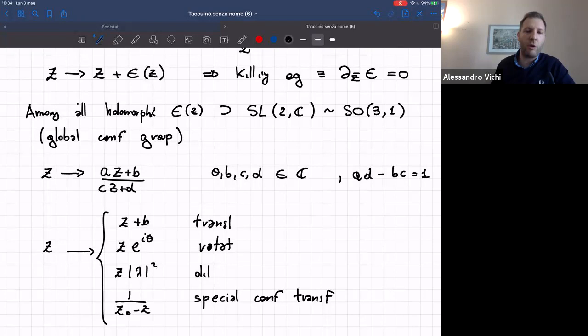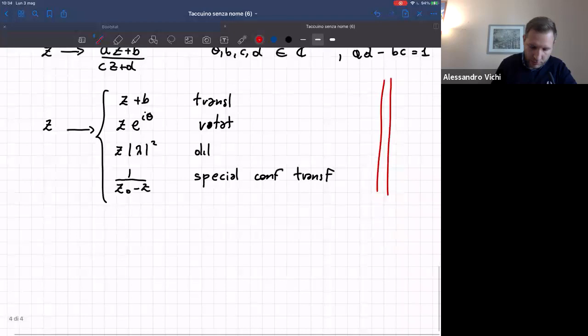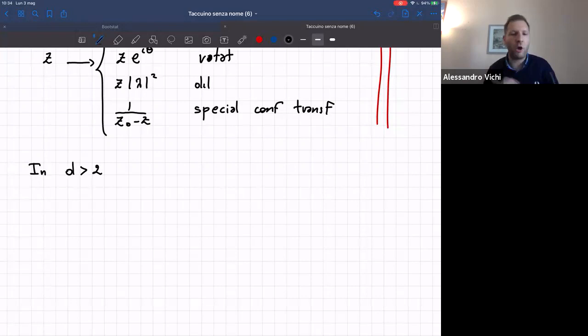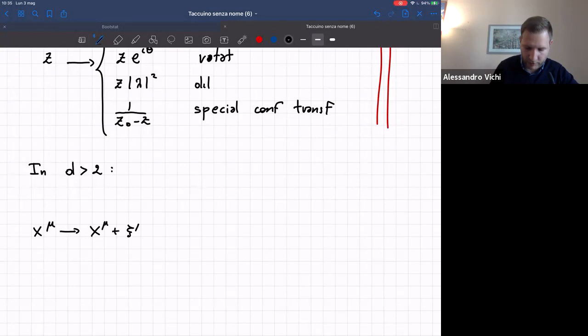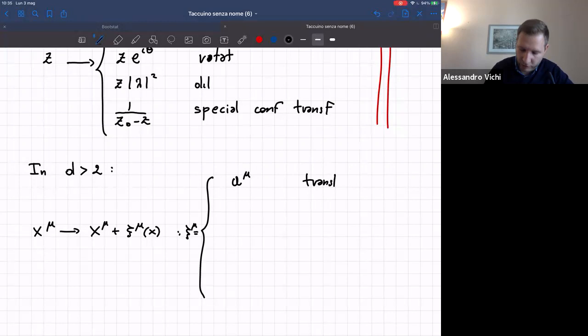So now the solution of the Killing equation in general dimension, the set of transformations. In D larger than two, we lose the concept of holomorphicity. We don't need to pass to complex coordinates, we just work in the usual x^μ coordinates. And again, we can show that the most general solutions of the Killing equation are of the form x^μ going to x^μ plus ξ^μ at the infinitesimal level. So I just write the infinitesimal form of the transformation, and ξ^μ can be a constant object. Again, it's the translation. ξ^μ can be proportional to x^ν with an antisymmetric matrix. This is a rotation.